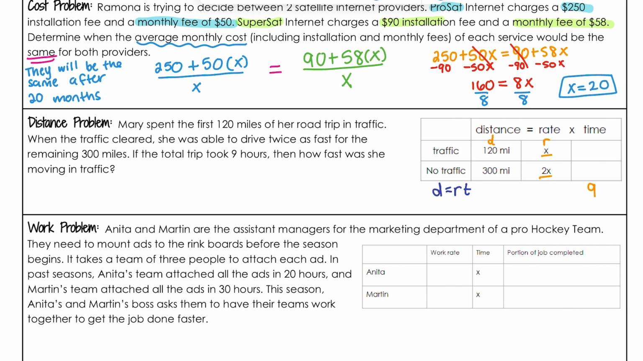And if we want to find time when we have distance and rate, we would just divide both sides by r, and we get that time is equal to distance over rate. And that's how we're going to fill in this time column. We're going to take the distance that she traveled, 120 for traffic, and divide it by the rate that she was traveling at. And then we're going to take the distance that she traveled without traffic and divide it by the rate that she was traveling at.